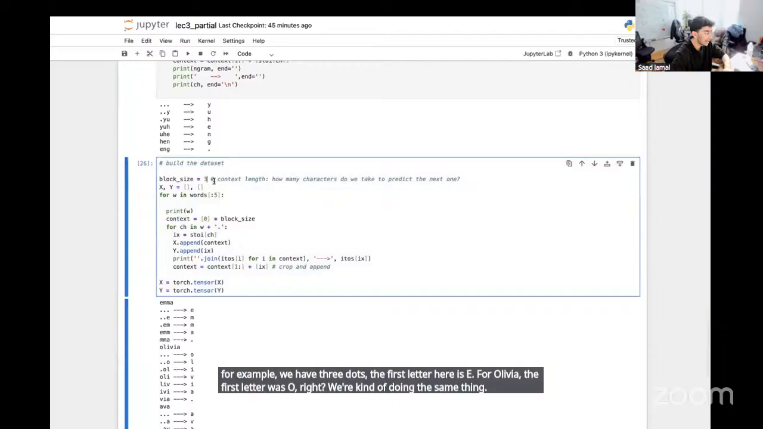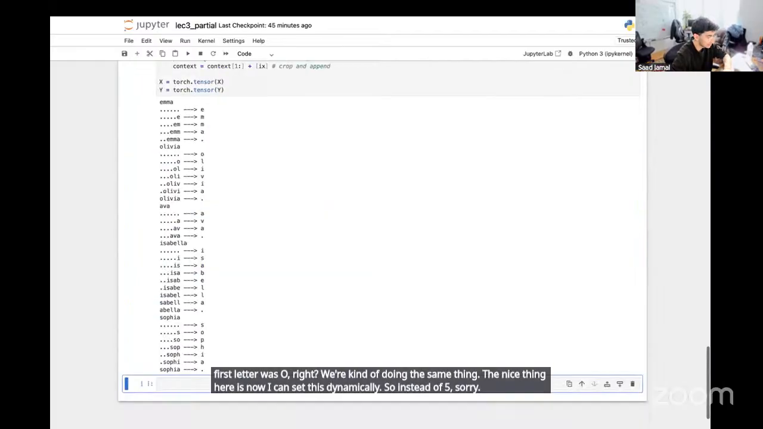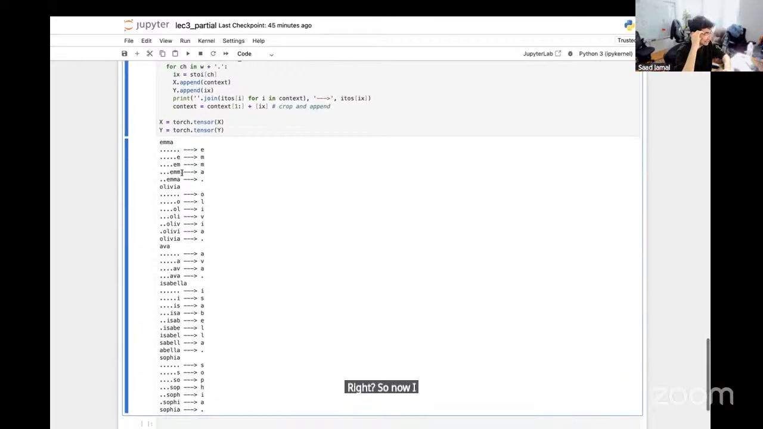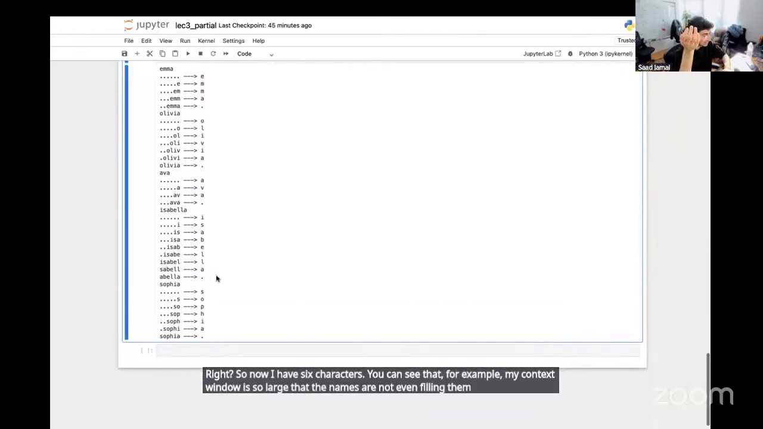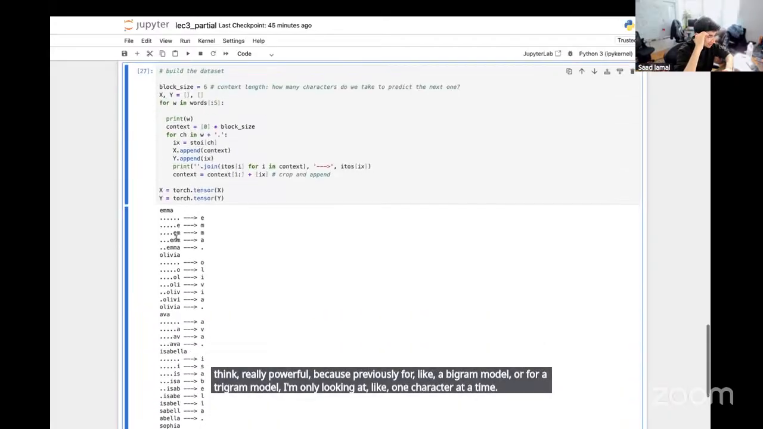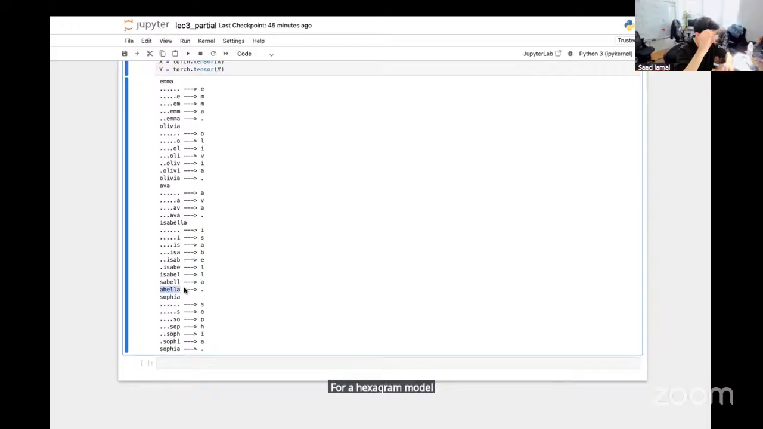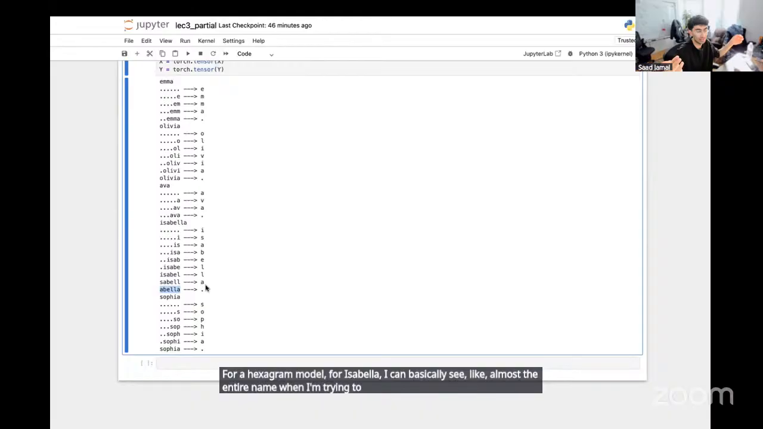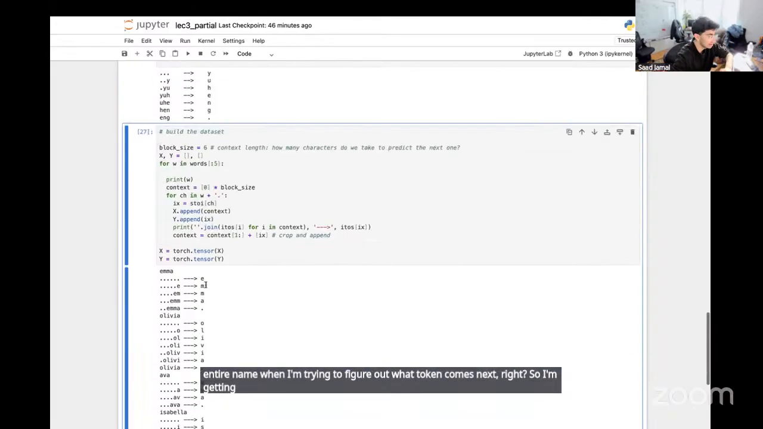The nice thing here is now I can set this dynamically. So instead of 3, let's do 6, right? So now I have 6 characters. You can see that, for example, my context window is so large that the names are not even filling them up, except for Isabella, which is long enough. And this is really powerful because previously, for a bigram model or a trigram model, I'm only looking at one character at a time. For a hexgram model, for Isabella, I can see almost the entire name when I'm trying to figure out what token comes next, right? So I'm getting a lot of context here.